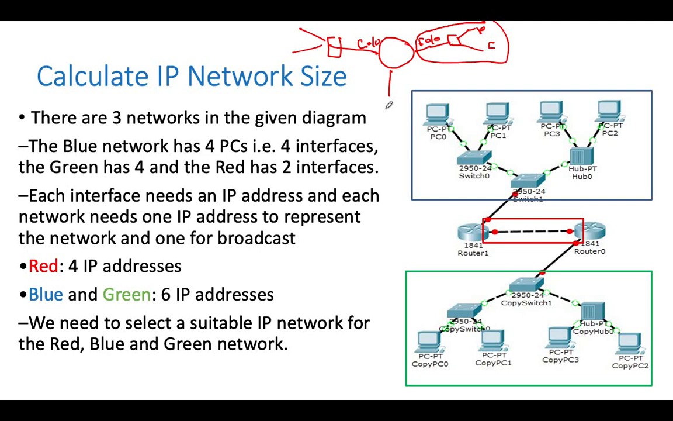So if I ask you right now how many networks we have here, we have three different networks: network 1, network 2, and, here it is, network 3. Remember that. Okay, so how do we assign IPs to the network?